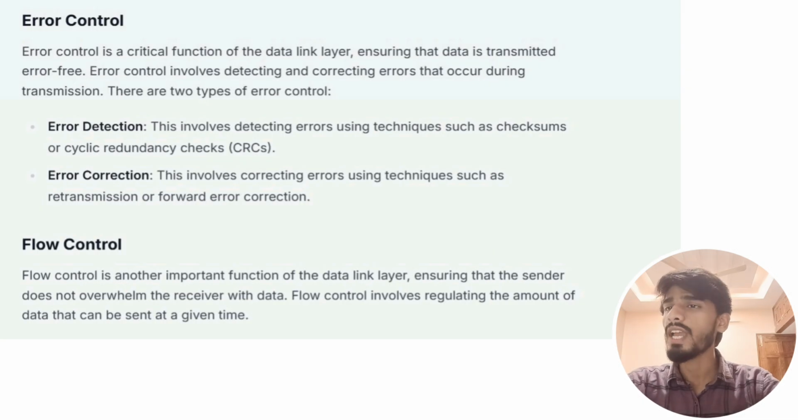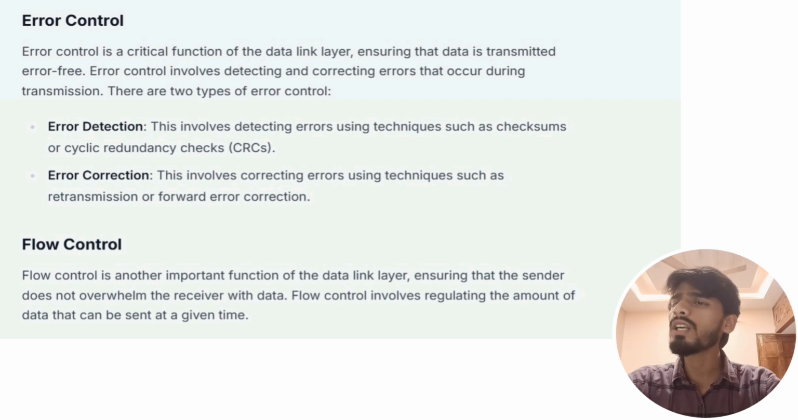Error control. Error control is a critical function of the data link layer, ensuring that data is transmitted error-free. Error control involves detecting and correcting errors that occur during transmission. There are two types of error control: error detection and error correction. Error detection. This involves detecting errors using techniques such as checksums or cyclic redundancy checks. Error correction. This involves correcting errors using techniques such as retransmission or forward error correction.